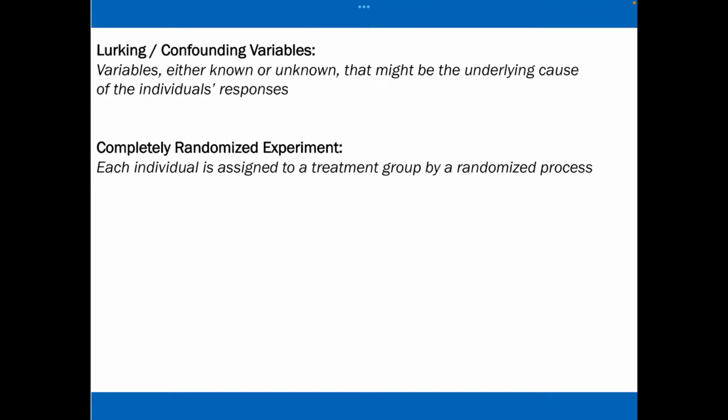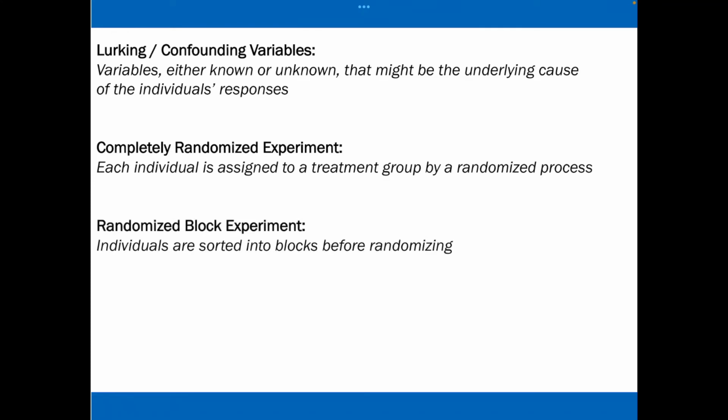Now, it turns out sometimes, and we've talked about this in class, we have situations where there are blocks of individuals or some sort of characteristics of individuals that we want to make sure are split in the treatment and the control group. And in this case, we might do what's called a randomized block experiment. And that's where the individuals are sorted into blocks first. And then once they're into blocks, we then randomly assign within each block into the treatment or control group.